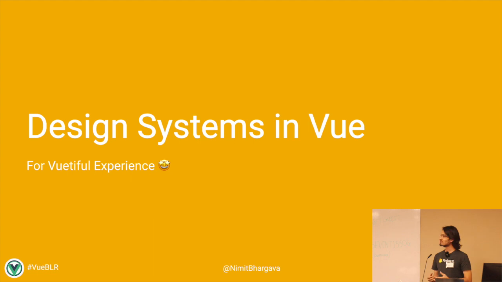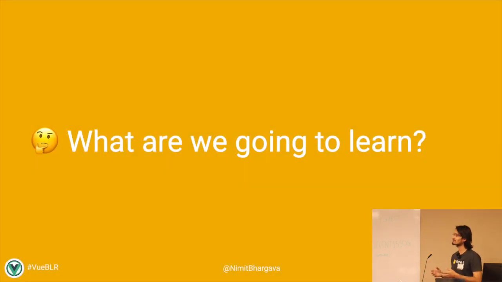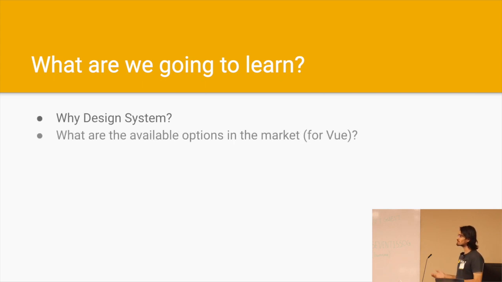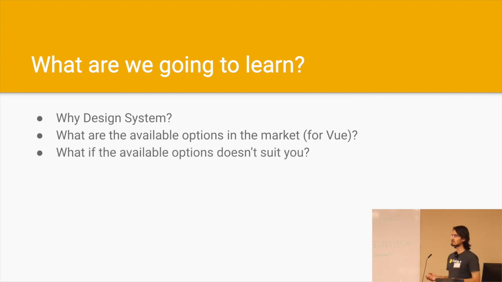So first of all, what are we going to learn from this talk? You will be learning a couple of things here. Why design systems? Why is there a need for something like a design system? What are the available options that you have in the Vue marketplace, the Vue ecosystem, for design systems? And what if these available options don't suit you? Then what do you do?